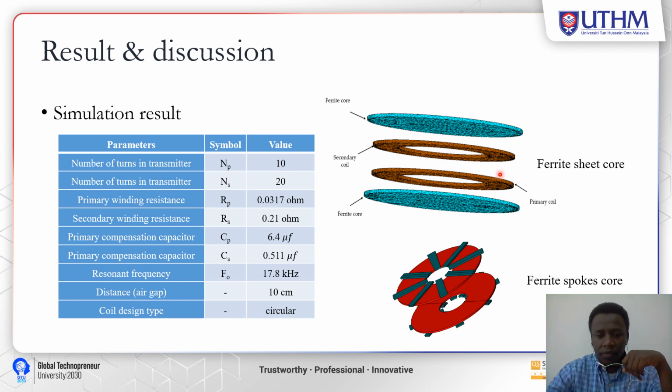Here in the software, I use two types of designs, this one and this one. This one we call the ferrite sheet core, and this one is the ferrite spool core. Basically, the difference is that this one has a core like a sheet, which covers all the coil from outside, and this one has a core that covers only some part of the coil, to see which one is better.